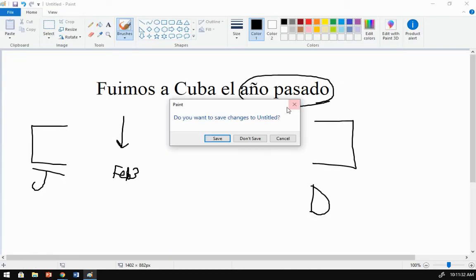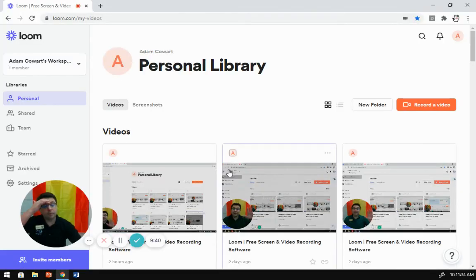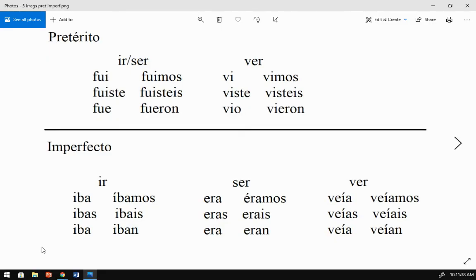Okay. Now, the last thing is your assignment. All right, this is a side-by-side of preterite and imperfect irregular verbs. Now, we just had a test on preterite irregulars, of which there are many. There are 18 on our test. And these are 3 of them. Ir and ser, fui, fuiste, fue, and ver, vi, viste, vio. These are ir, ser, and ver.